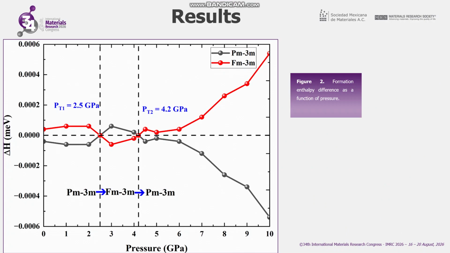The stability of the compound was first verified and then compared between the two most promising structures, which were Pm3m and Fm3m. The analysis of the formation enthalpy difference between these two structures is shown in figure 2. From this data, we can pinpoint two phase transitions with transition pressures of 2.5 and 4.2 gigapascals respectively.